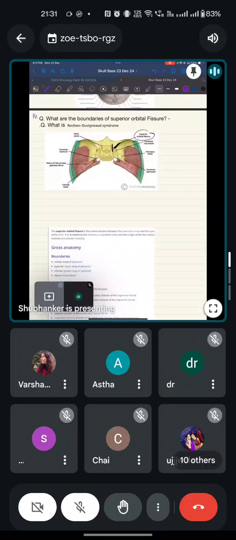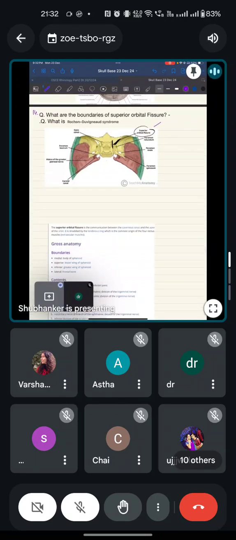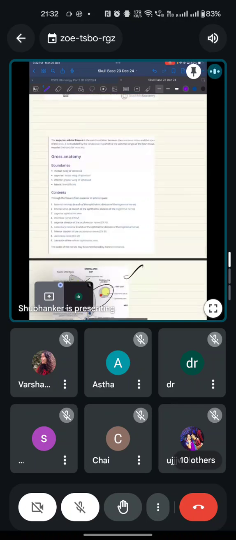Okay, coming to this question, what are the boundaries of the superior orbital fissure? And what is Rochon-Duvigneaud syndrome? Here again, the anatomy of the sphenoid bone, which we discussed, comes into importance. Revise it once again. This is your superior orbital fissure, and I'll not take much of your time. If you know the answer, it's good enough.